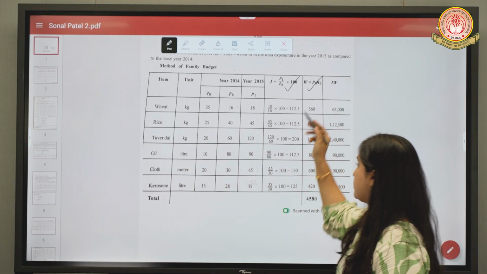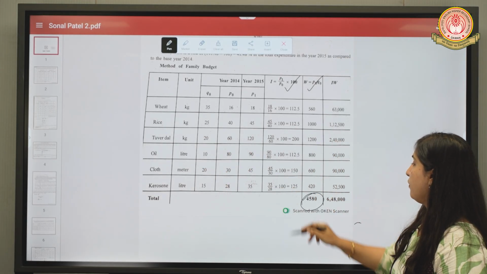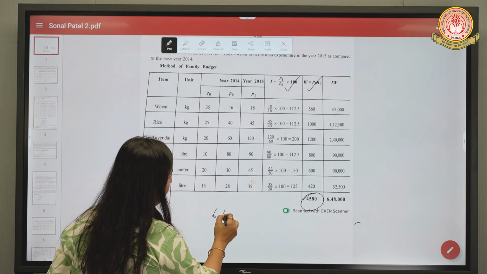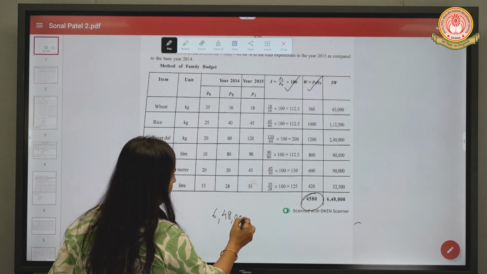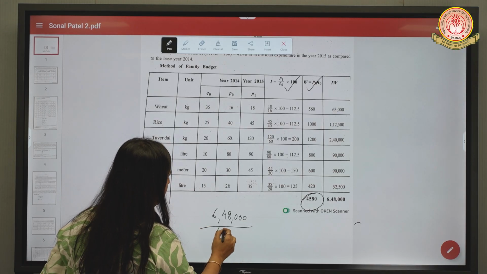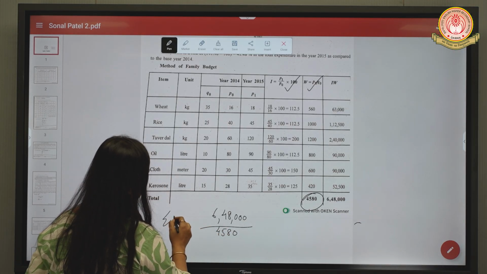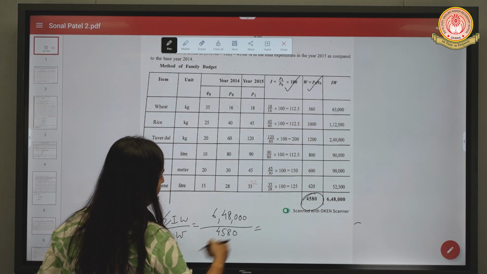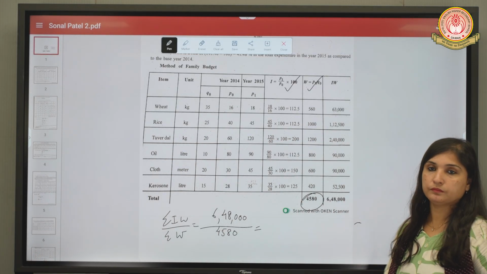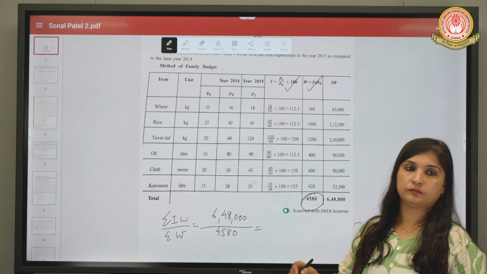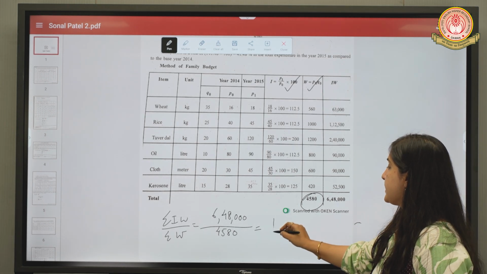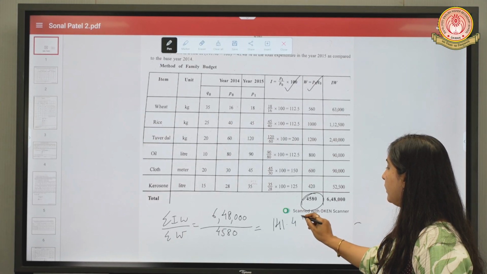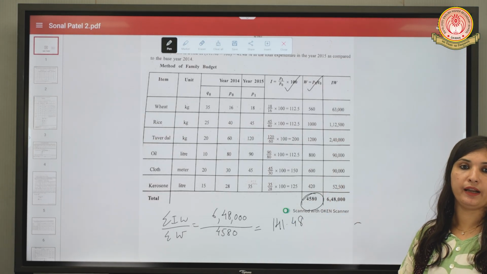Total of W. What is total of W? The total is 4580. So what will we get? We will divide 6,48,000 by 458,000. This is sigma IW divided by sigma W. Just tell me what is the answer? 141.48. Yes, 141.48. So this is your final answer.